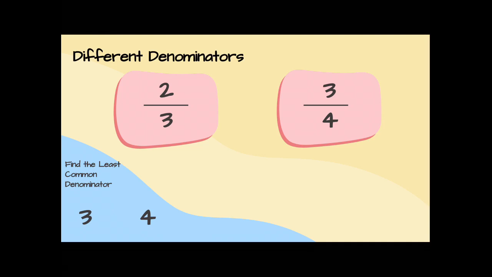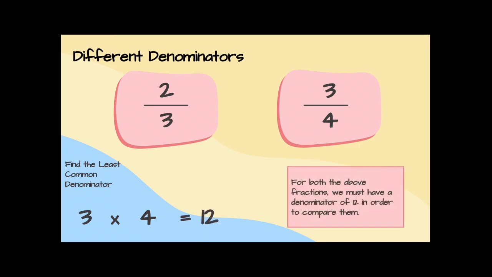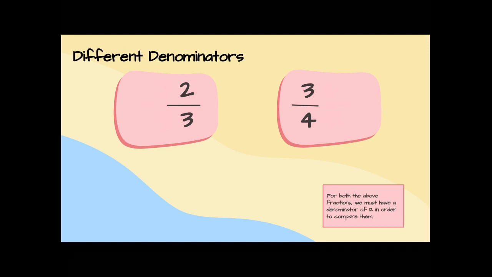Basically what we did is we just multiplied 3 times 4 to find 12 as the common denominator. So for both of the above fractions, we must have a denominator of 12 in order to compare them. Now we have to figure out how to convert 2/3 and 3/4 to have a denominator of 12. The way we're going to do this is we're going to multiply a number to the top and bottom of the fraction. For the 2/3, 3 times 4 is 12. So we have to multiply 4 to the denominator.